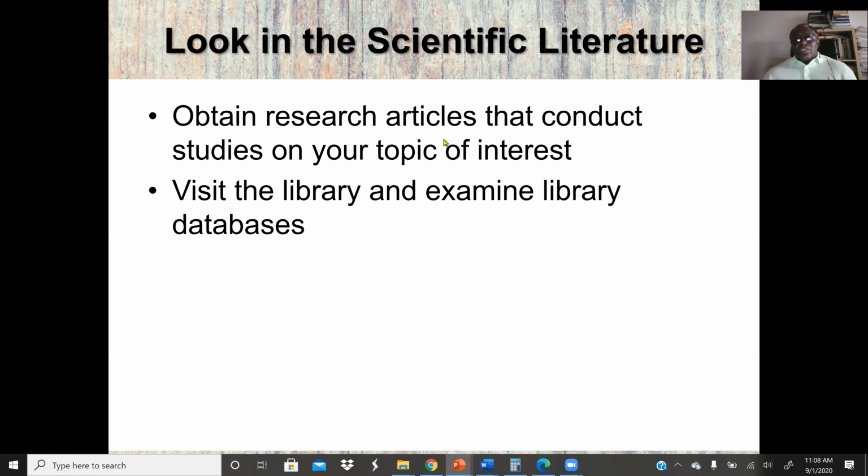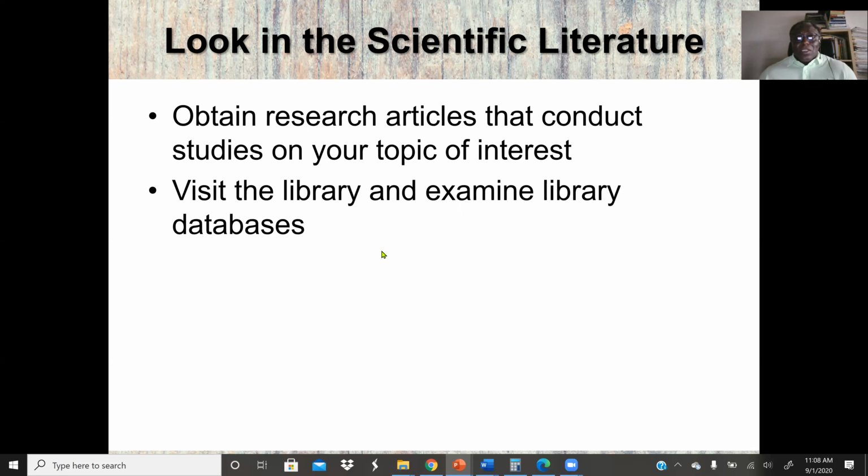Also, we should look for the scientific literature. That is the most important. Obtain research articles that conduct studies on your topic of interest. Also, you can visit the library and examine library databases. Now we are in the digital age. We can do our research from home. Almost every school has an online library system. So with an online library system, we can do our research from home. We don't need to visit the library physically.